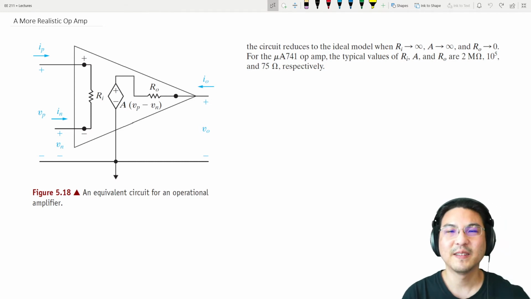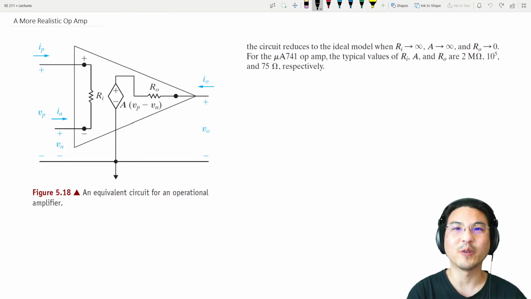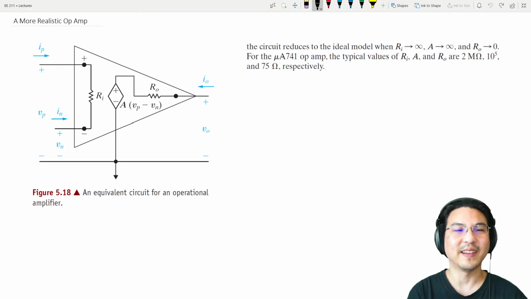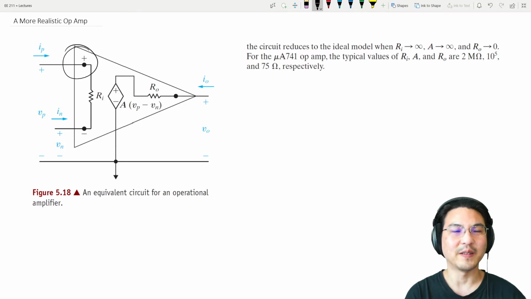Hey everybody. So we've been assuming ideal op amps where the current going in here and here, they are 0, and the voltage here on the non-inverting input is equal to the voltage here on the inverting input. But what if they aren't?